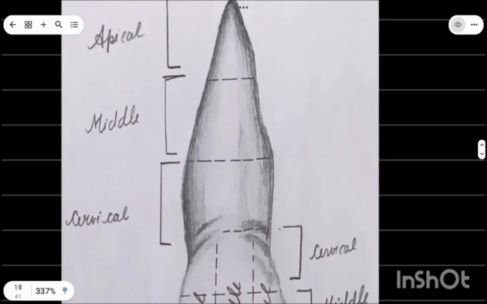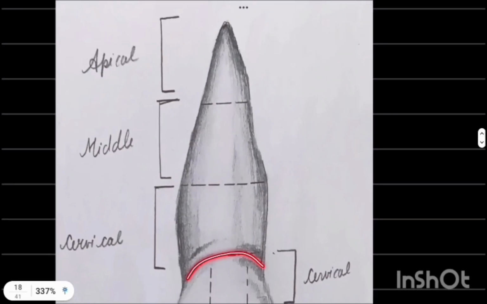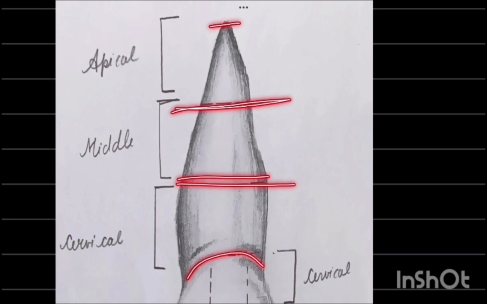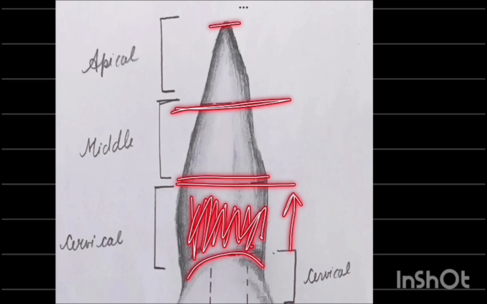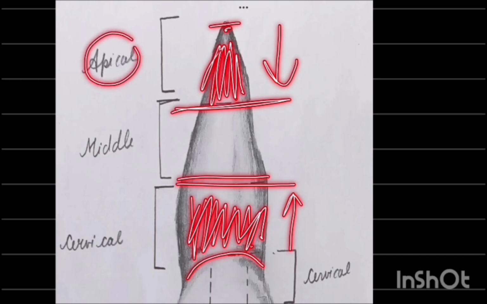Now as for the root, from the cervical line to the apex, we will divide the root into 3 parts. The part just above the cervical line will be called the cervical third. The part just below the apex is the apical third, and the part in between them is called the middle third.